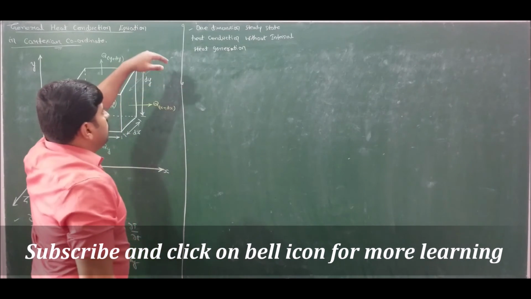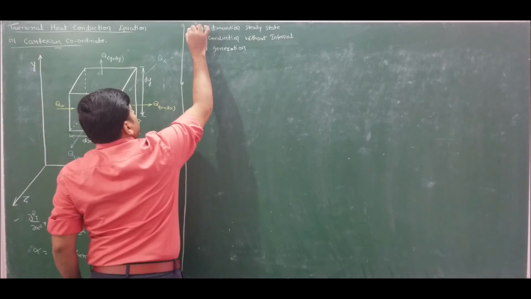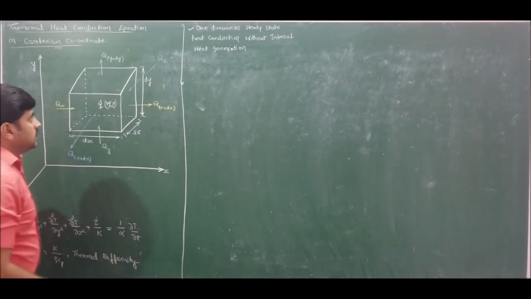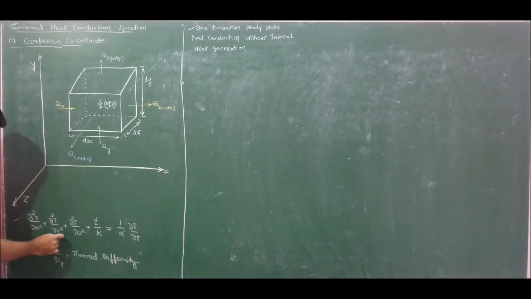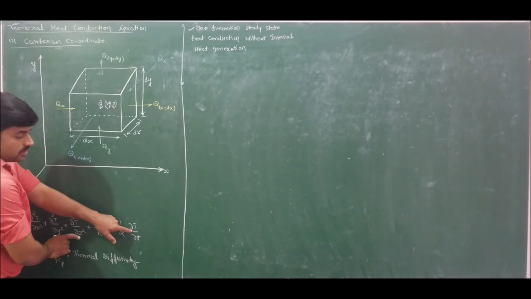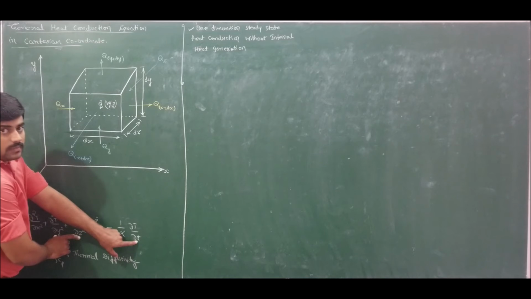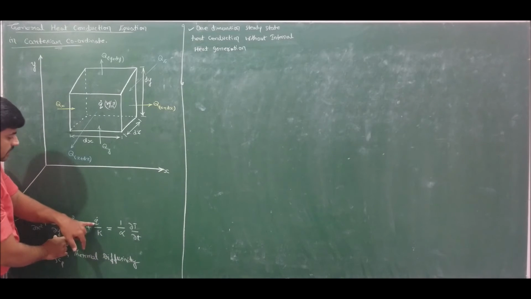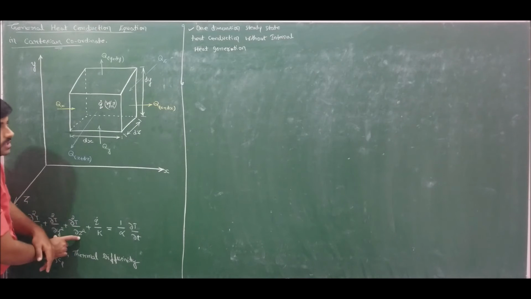Now moving ahead, for one dimension steady state heat conduction without internal heat generation, as I said, it is one dimension, so therefore y direction and z direction will be neglected. It is steady state, so therefore temperature is a function of space alone. It is independent of time, so therefore derivative of temperature with respect to time will be equal to 0. And we have no internal heat generation, therefore the second term will also become 0. That is q dot by k will also become 0.